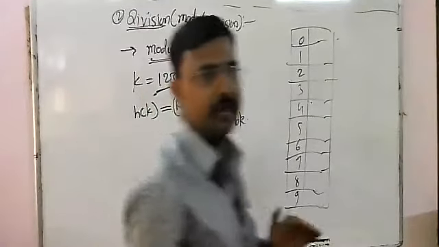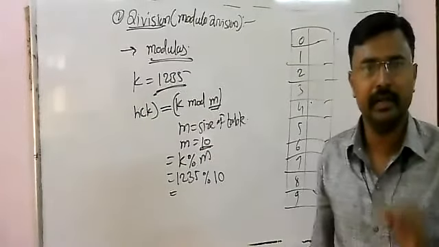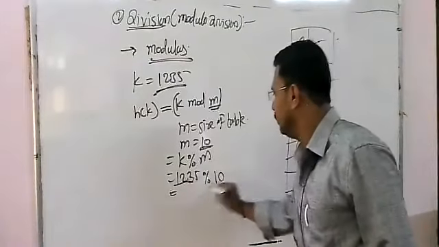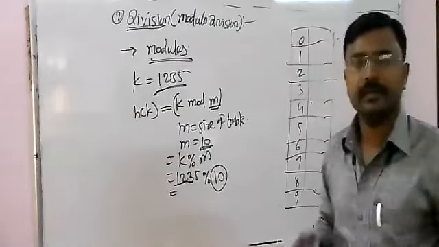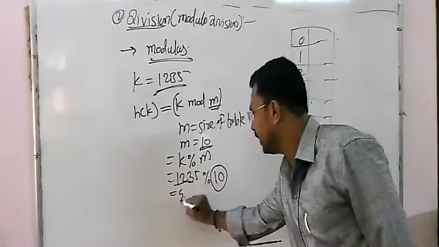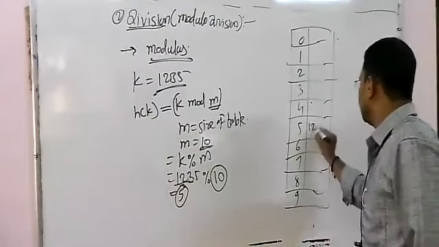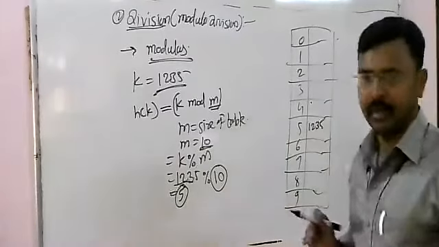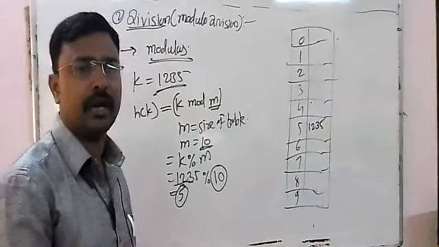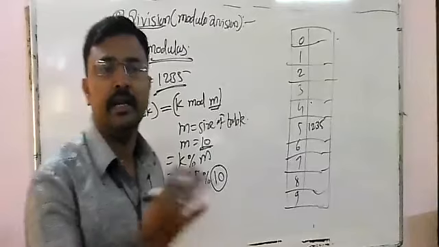Mod is nothing but calculating the remainder. By dividing the key value by the table size, we get a remainder of 5. So your element is stored at index 5. We just have to calculate the remainder.